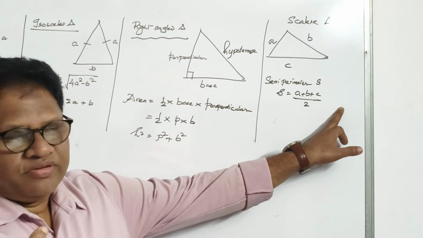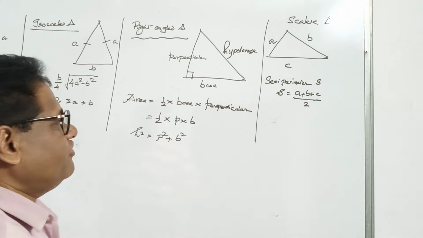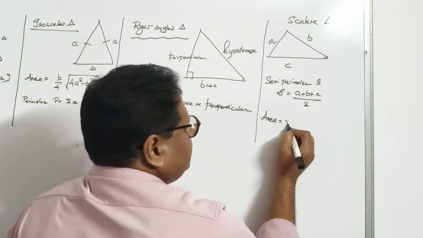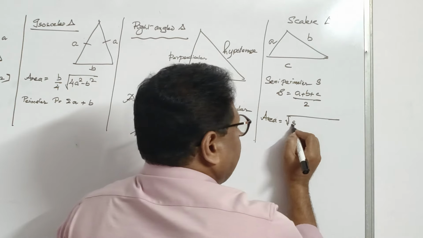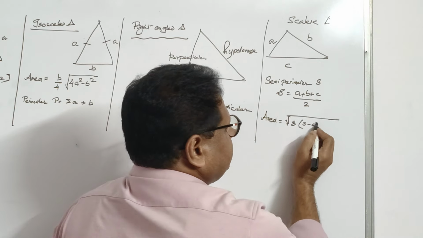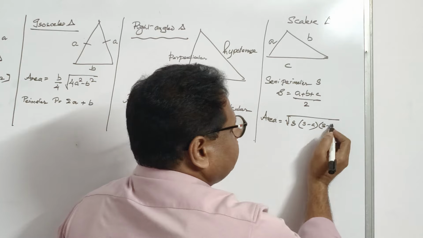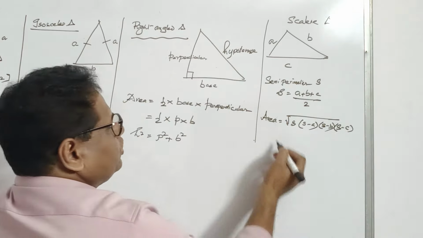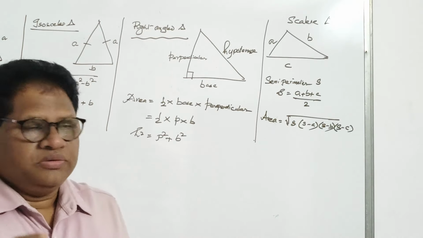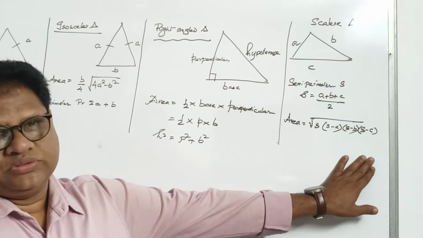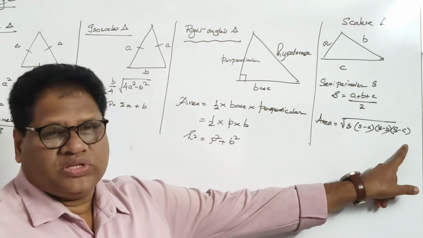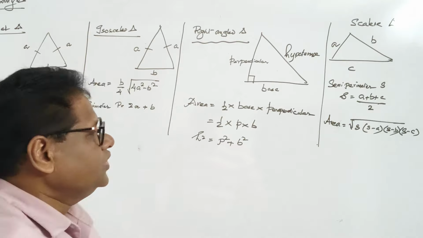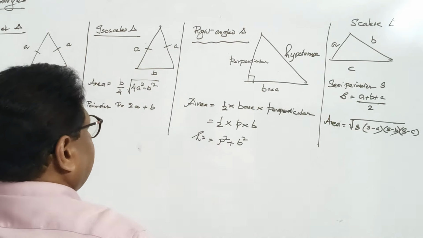Semi means half. So get the semi-perimeter first, then apply the formula area equals under root S into S minus A, S minus B, then S minus C. Okay. So this is how you have to get it. But remember, when you are finding the square root, please don't get the product of all this. Apply the square root by the prime factor method. Clear? So this is about the scalene triangle.